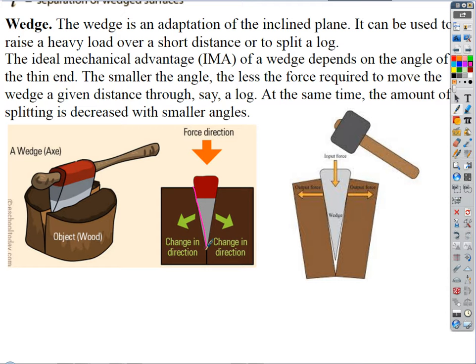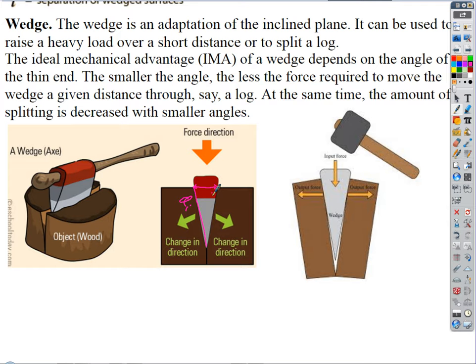Agreed? Okay, so that's what we might call d sub i, right? Well, how far did the wood split? That far right there, right? See what I'm saying? So the length of the face of the wedge divided by the thickness of the wedge would give you the ideal mechanical advantage, right?